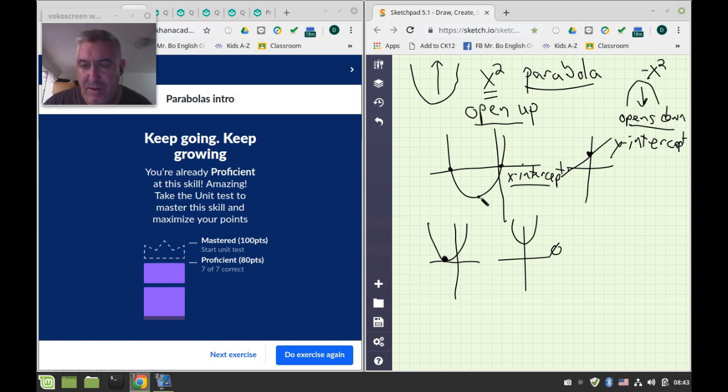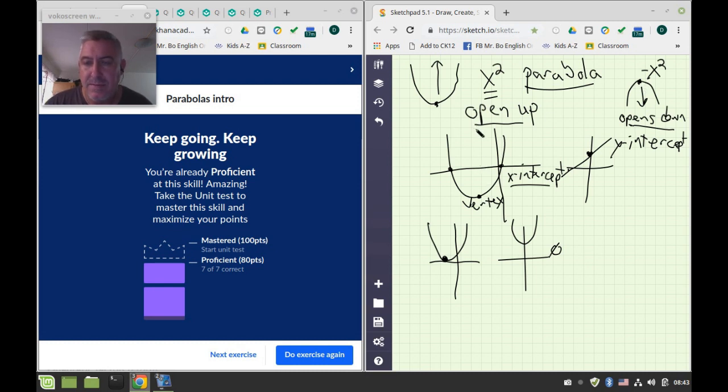Now, an important part of the parabola is down here at the bottom. This is called the vertex. If it's opening down, then the vertex will be up here at the top. If it's opening up, it will be at the bottom. It's the lowest point or the highest point.